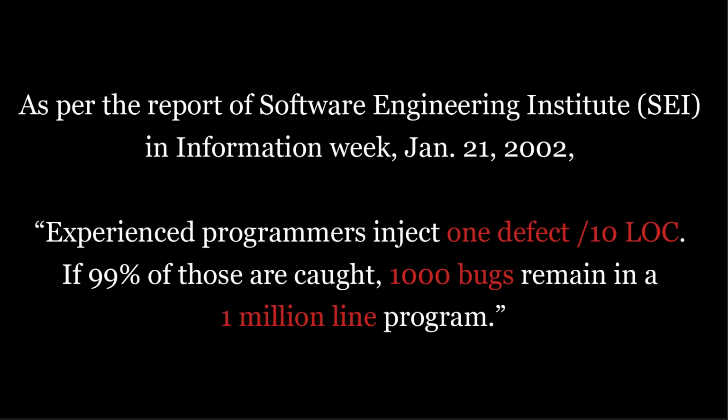Okay. So out of these defects, if you can find 99% of those defects, that means when the experienced programmer writes 1 million lines of code, it will only have 1,000 bugs. You understand the number? So this is for experienced programmers, okay? Imagine amateur programmers, how many lines of code they will be writing and what is their defect rate. Their defect rate may be much higher than the experienced programmers.